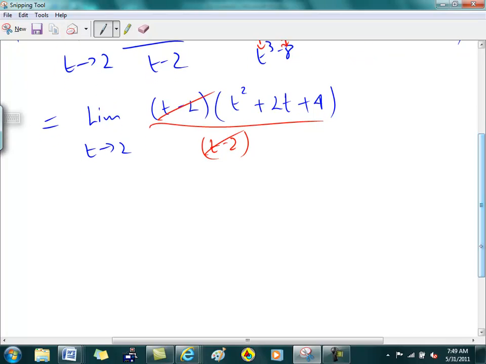For number 15. Number 15, okay? Do you group them? Yeah, group and factor. Number 15, lim x goes towards 2.